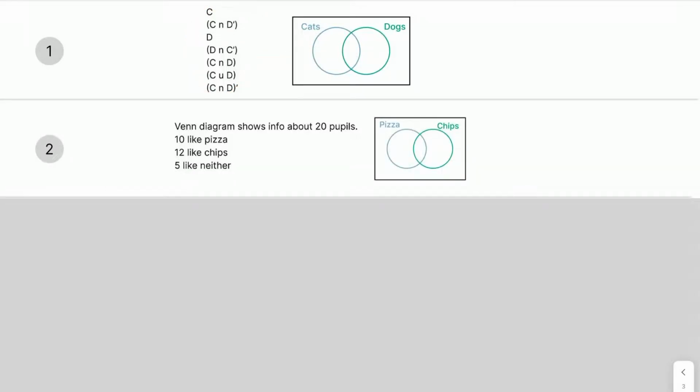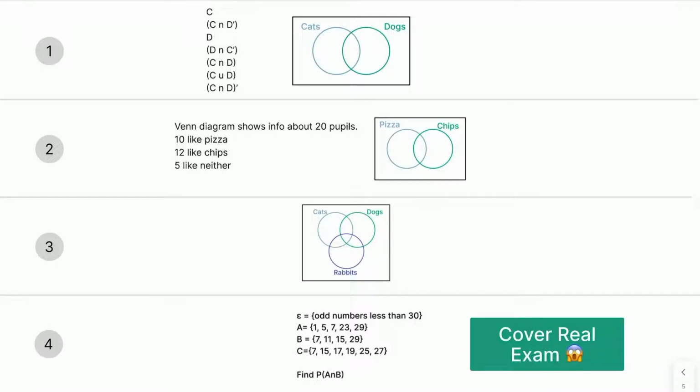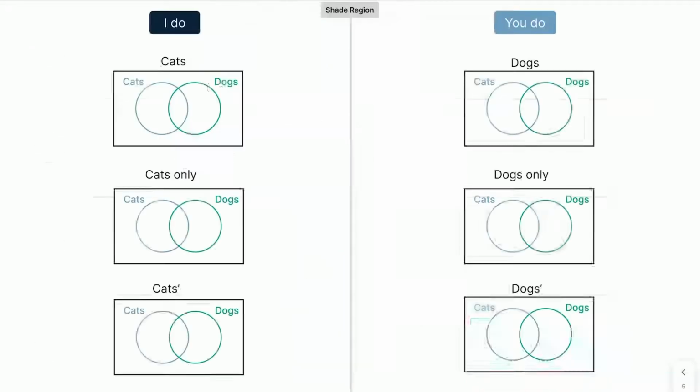We're then going to look at questions where we're given some data and we're asked to put it into a Venn diagram. We're then going to do the exact same thing, looking at three-way Venn diagrams. And finally, we're going to be looking at number sets and what they mean. And like it says here, we are going to be covering real type of exam questions throughout the video.